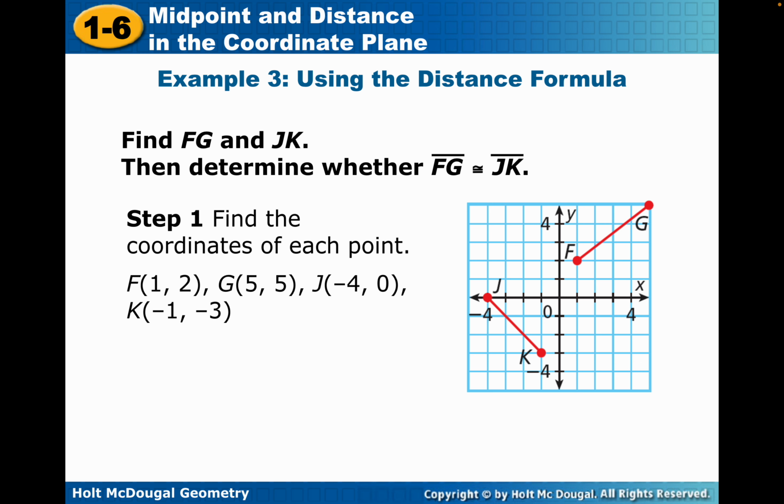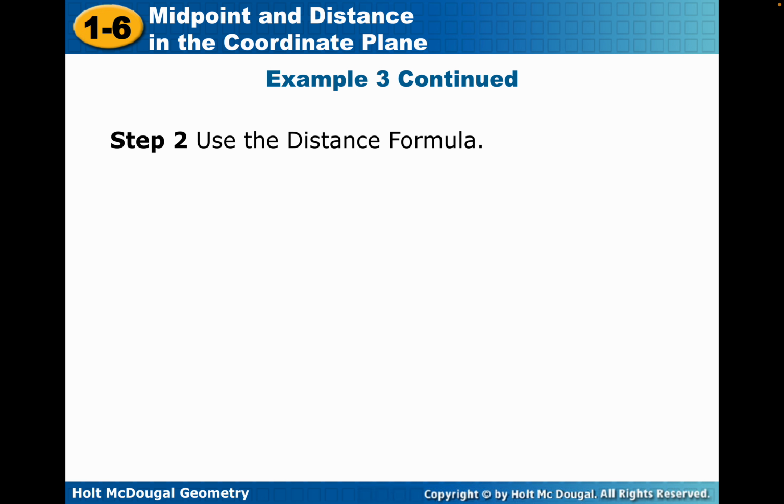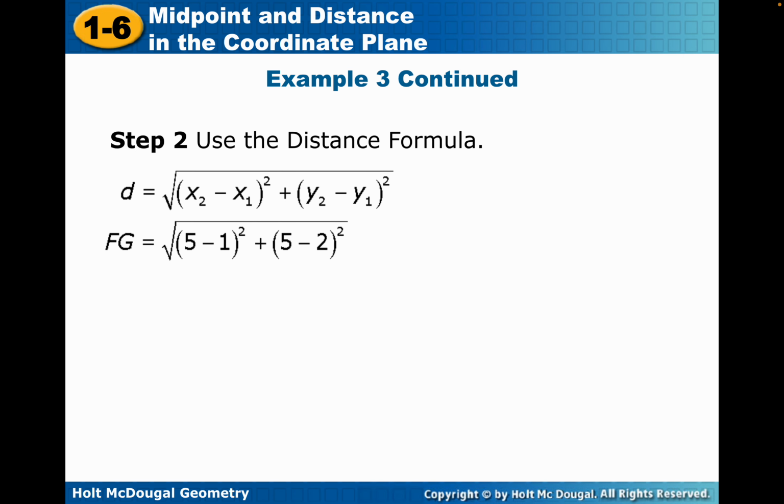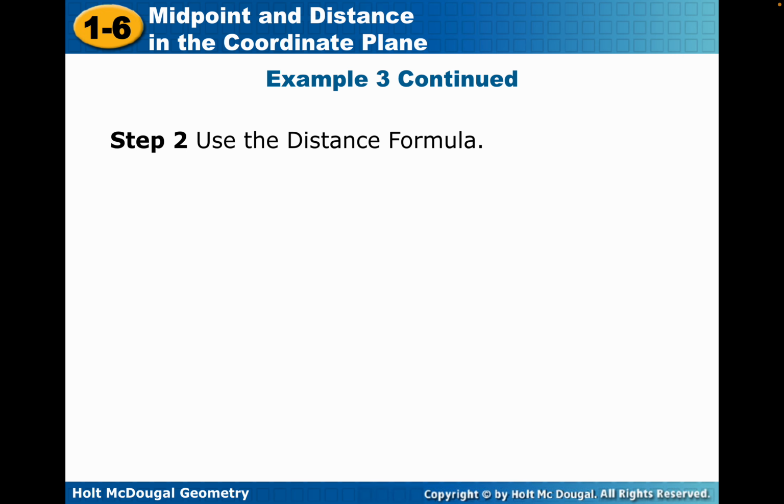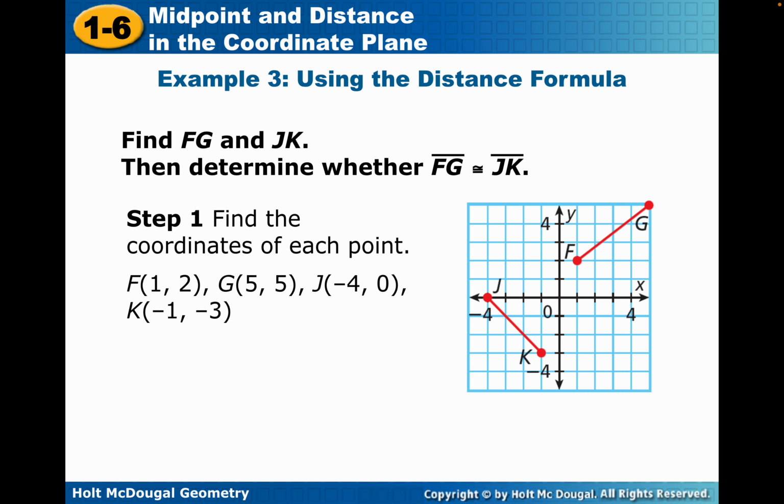Okay, so now let's go ahead and we need to find the distance of the two segments. So we're going to use the distance formula. And let me go ahead and erase those coordinates. Okay, so we're going to be using our equation. We're going to be plugging in our coordinate values. So let's go ahead and look at this. So if we have F and G, okay, we go back. All right, F is 1, 2, and G is 5, 5. So we're going to start with FG first.